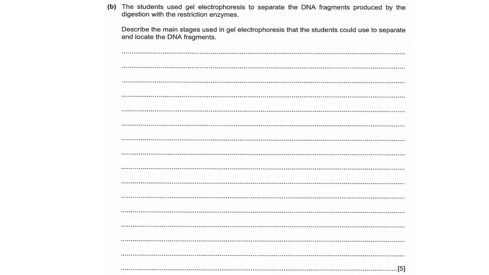Then this is the question students are usually terrified of, the method question, because students often don't know what to write. And I'll tell you what I've told my students in class, and I feel like they've done really well because when they now answer the method question, they're more direct in how they answer and they avoid writing essays. So let's just read the question first. It says the students used gel electrophoresis to separate the DNA fragments produced by the digestion with the restriction enzyme. Describe the main stages used in gel electrophoresis that the students could use to separate and locate the DNA fragments.